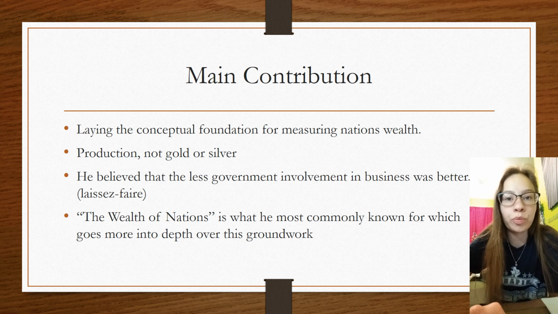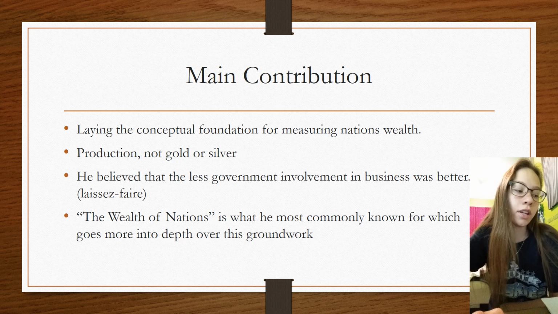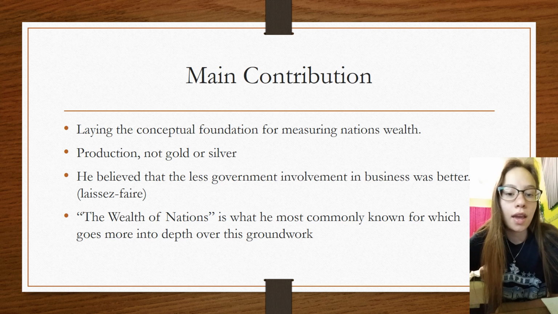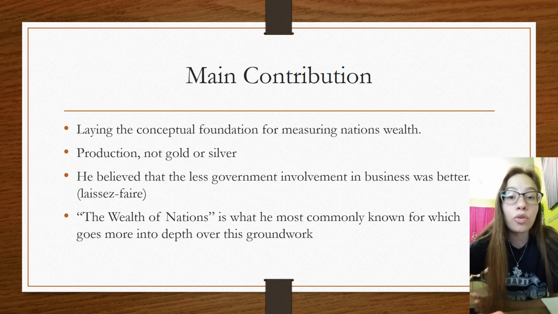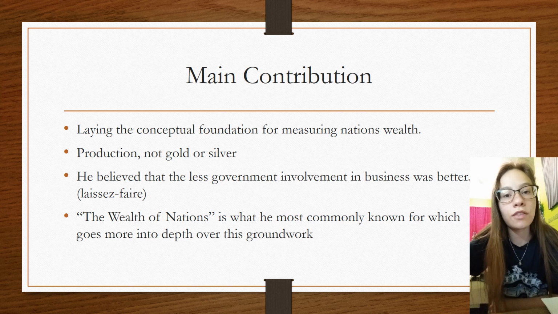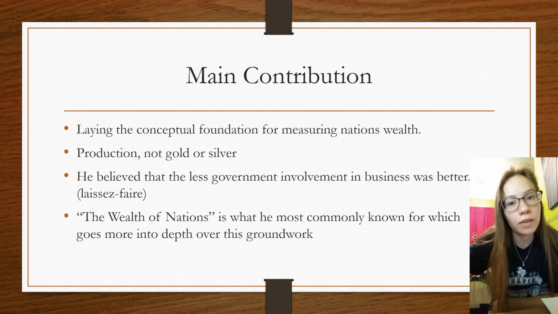He also had another book, and that was before The Wealth of Nations, and it was called The Theory of Moral Sentiments. This expresses the idea that humans are naturally self-interested. No matter what individuals do, they will do it in the best interest for themselves. This theory states the function of morality in our behavior. This was the groundwork for The Wealth of Nations.